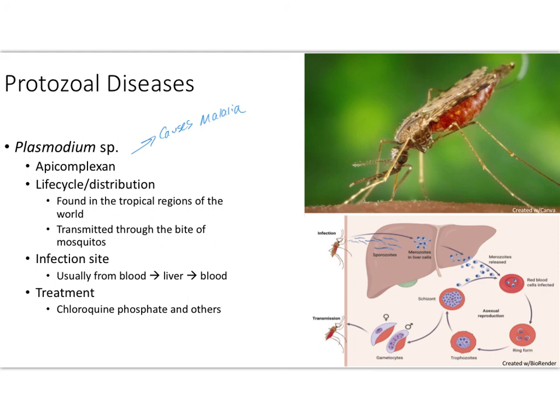In terms of treatment, if treatment is available to someone, then most of the time something called chloroquine phosphate is used. Not always, there are some alternate treatments as well, but this is kind of the standard treatment that is used for many cases of malaria.